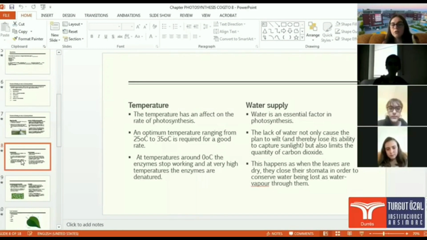Okay, so you have to know that in temperature we have an optimum. At an optimum temperature that ranges from 25 degrees to 35 degrees, more photosynthesis will happen. At temperatures around 0 degrees, the enzymes will stop working, and at very high temperatures, the enzymes will be denatured. Okay, so the optimum temperature is again 25 degrees to 35 degrees. All right.